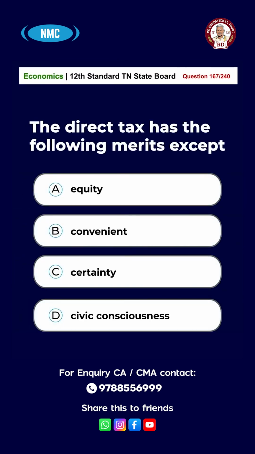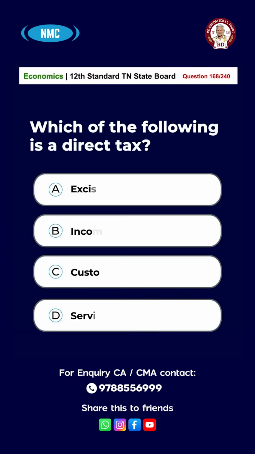Question number 167. The direct tax has the following merits except A. Equity, B. Convenient, C. Certainty, D. Civic consciousness. The answer is option B. Convenient.